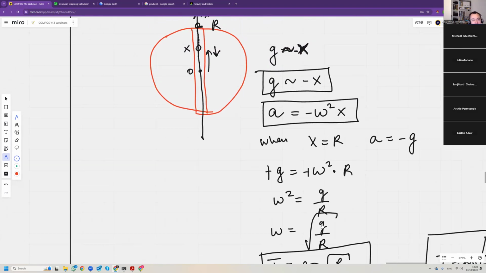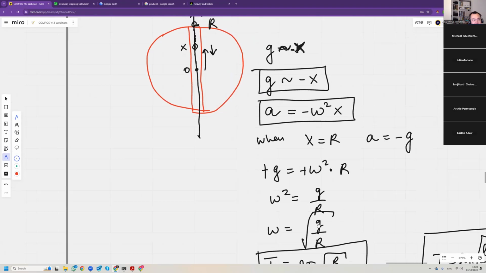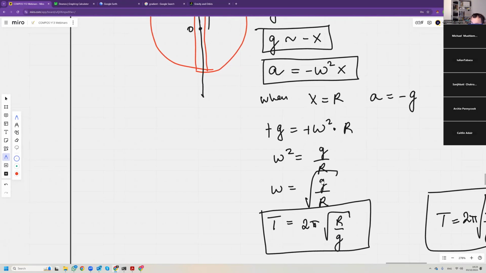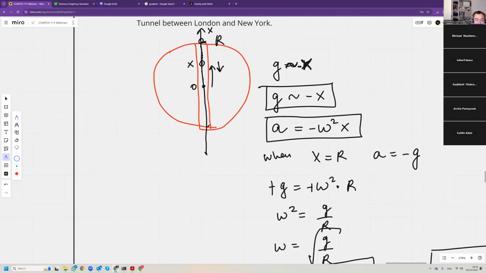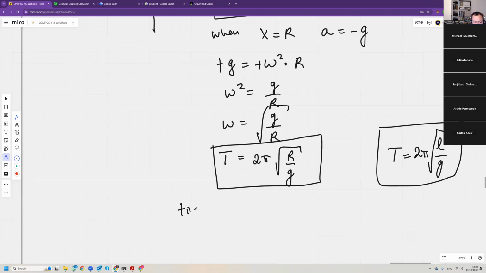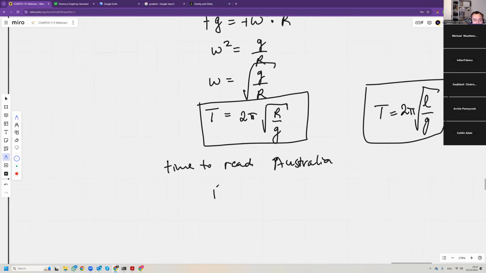And it turns out that because we know the radius of the Earth, the time to reach Sydney is going to be half T. So time to reach Australia is going to be T over 2, which is going to be pi square root. Radius of the Earth is 6,400,000 meters divided by 10.